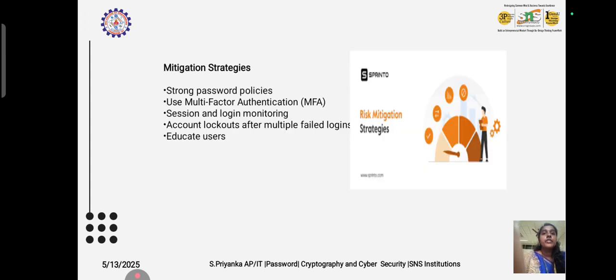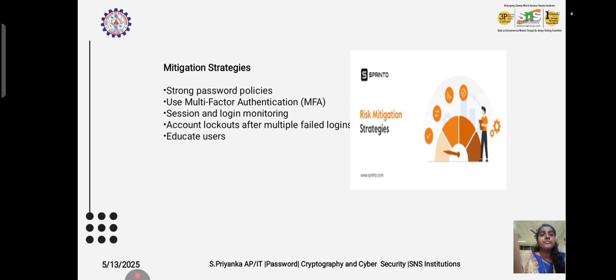Next come some of the mitigation strategies. First of all, strong password policies. Here, minimum length, complexity, and no reuse should be followed. Next comes the use of multi-factor authentication. It combines something you know, that is a password, something you have, that is your OTP, or something you are, that is your fingerprint. All these come under MFA.